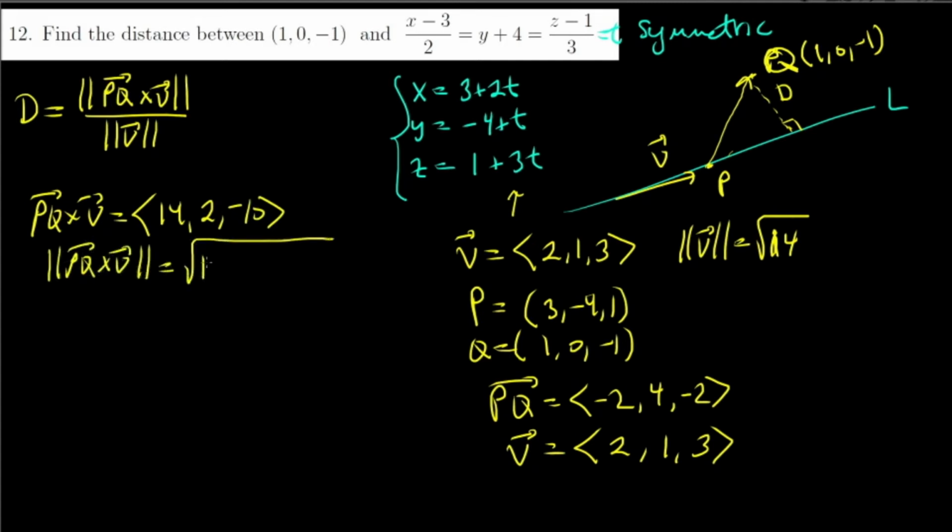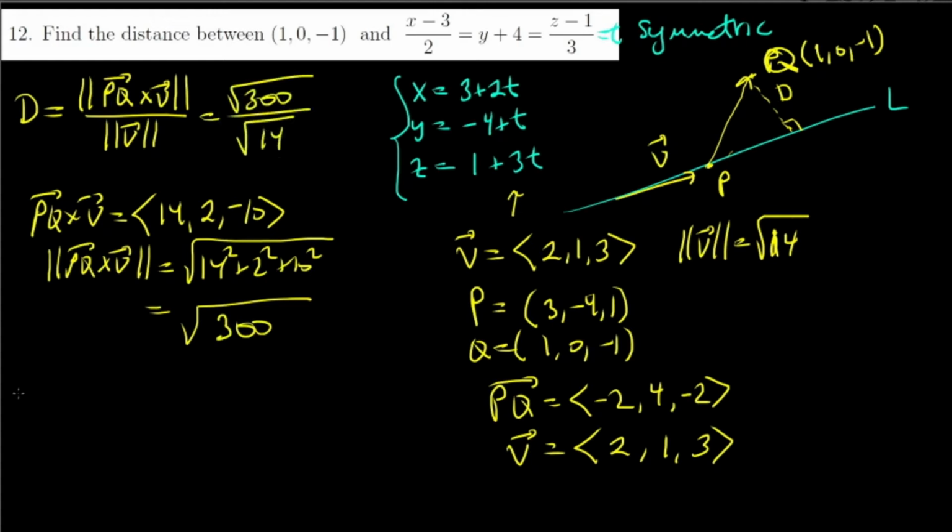So square root of 14 squared plus 2 squared plus 10 squared. So that's going to be the square root of 300, exactly 300, right? And so that's the numerator, square root of 300. The denominator is the square root of v. We already know that that's the square root of 14. So your distance d then is just going to be, well, 300 divided by 14 is 150 over 7.